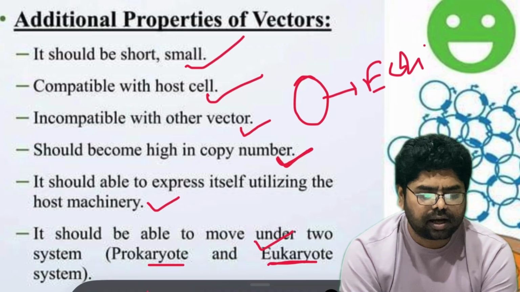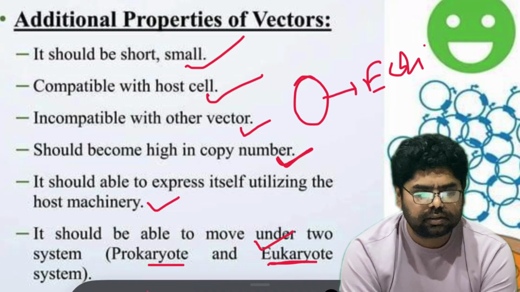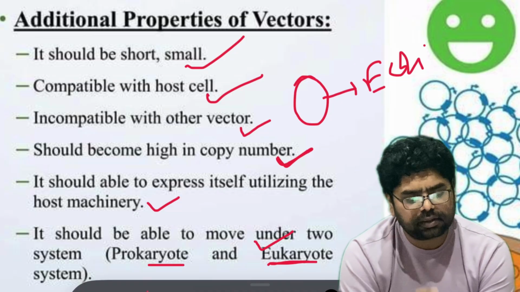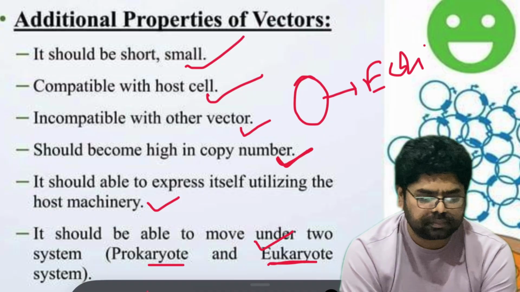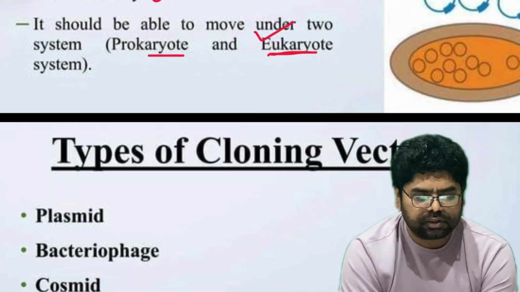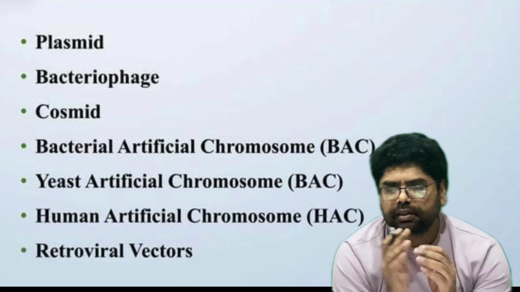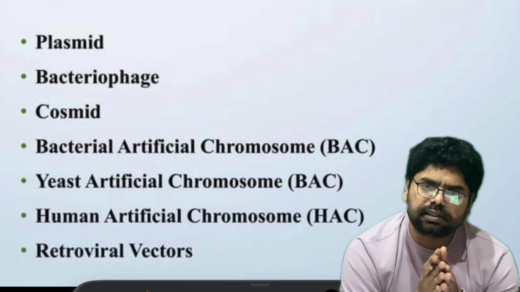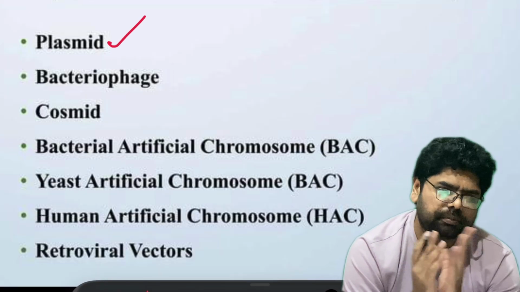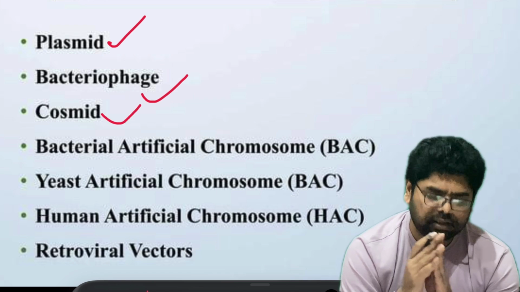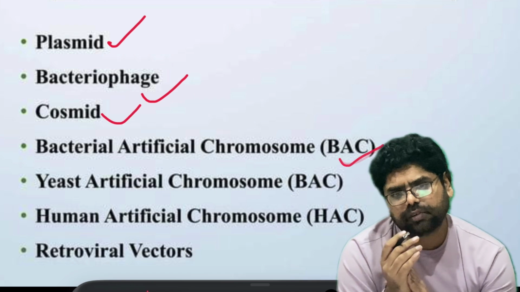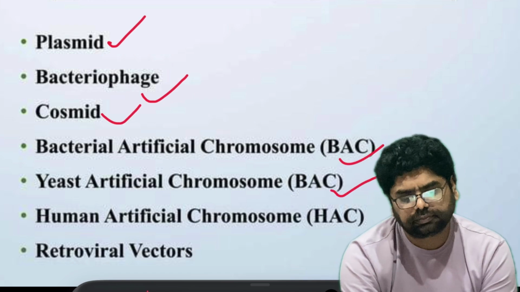It should be high in copy number. It should be able to express itself utilizing the host machinery. It should be able to move under two systems, that is prokaryotic and eukaryotic systems. So there should be two elements present, one that can be used in prokaryotes and one in eukaryotic cells also. That vector will be very useful.